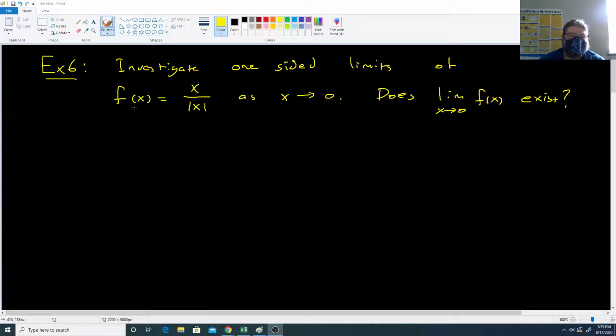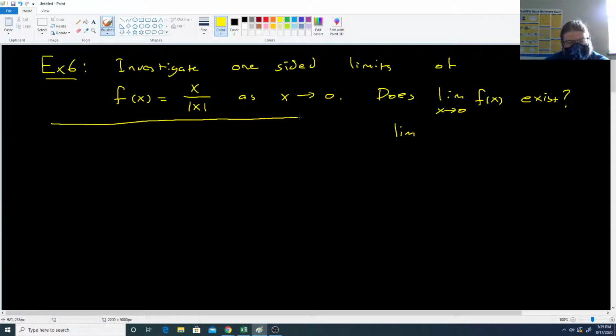All right, so our problem, example 6, wants us to investigate the one-sided limits of f of x equals x over absolute value of x as x is approaching 0. Then it wants us to say, what can we say about the limit as x approaches 0 of f of x itself? So it's wanting, what is the limit.